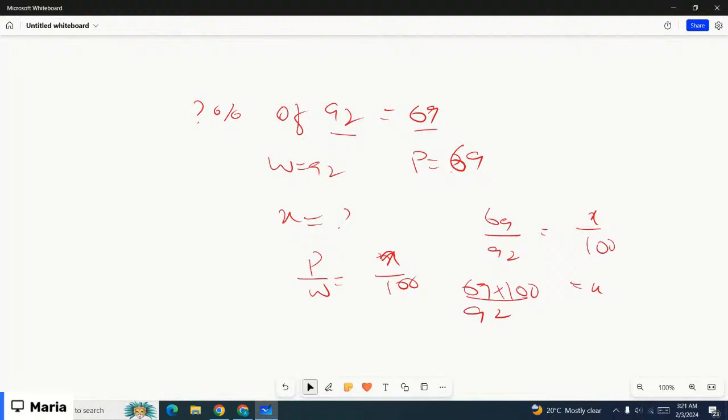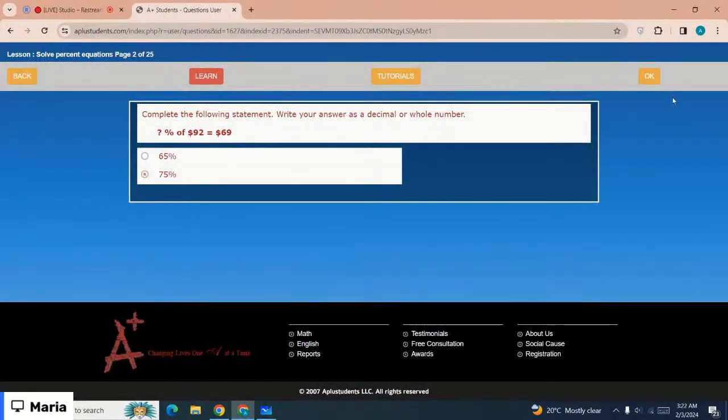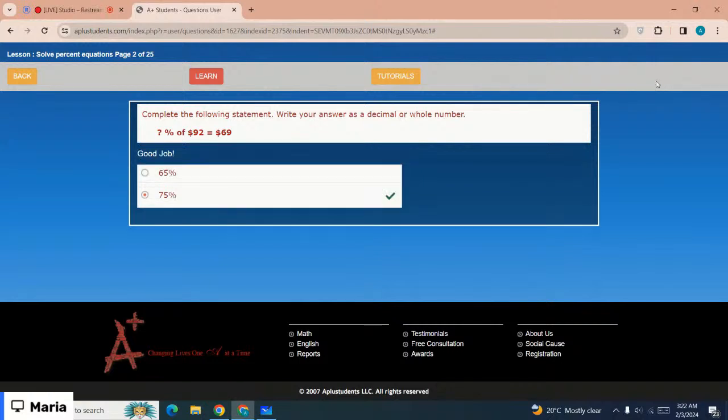So which is the correct option? Yes, that is 75%. That means x equals 75%. That means 69 is 75% of 92. The correct option is 75%. Got it?